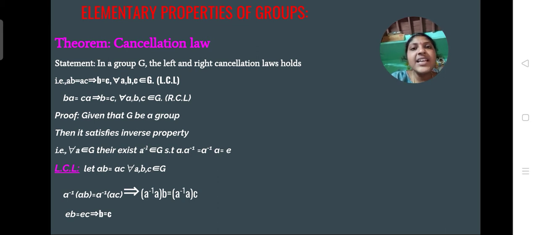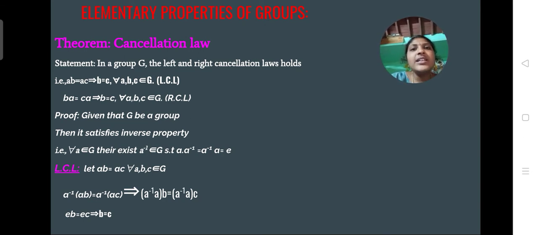So that implies (a^-1 a)b = (a^-1 a)c. Here a^-1 * a = e, we already know that from the inverse property. So a^-1 * a = e. Substitute this value: e * b = e * c. If we multiply the identity element with any element, we get the same element, that is the identity property. So e * b = e * c implies b = c.